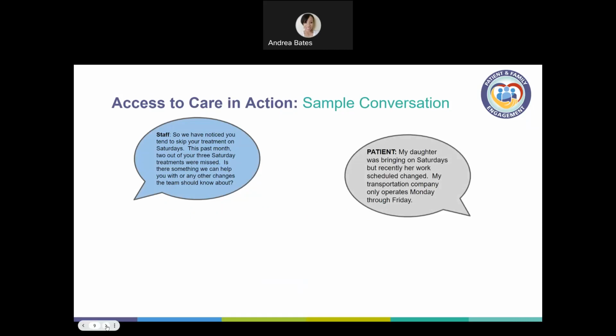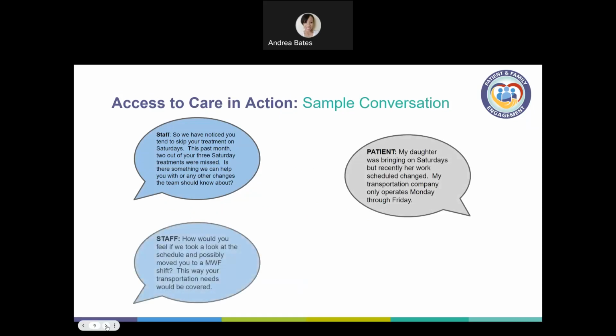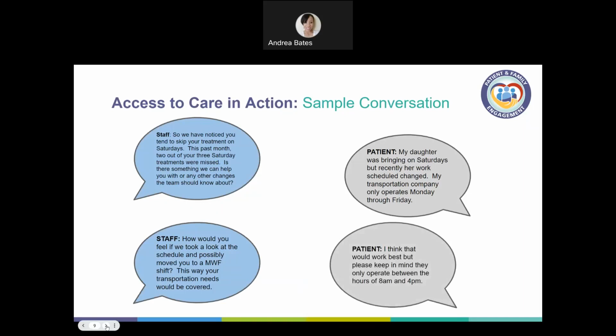You've all heard one of those stories, right? How would you feel if we took a look at the schedule and possibly moved you to a Monday, Wednesday, Friday shift? This way, your transportation needs would be covered. And the patient says, I think that would work best, but please keep in mind they only operate between the hours of 8 a.m. and 4 p.m.